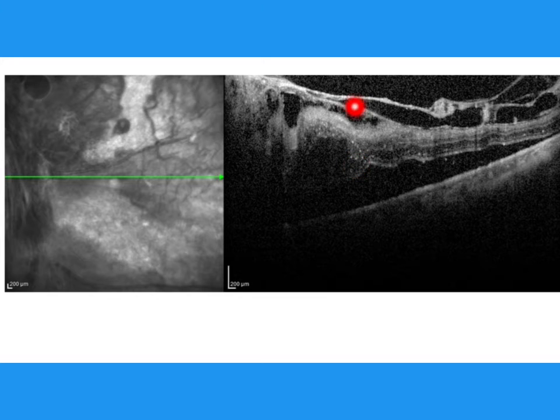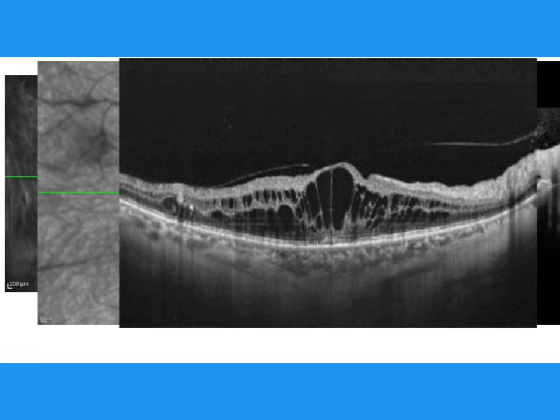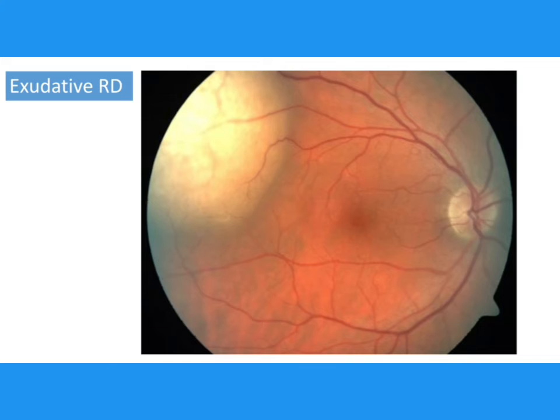Okay, so this is the OCT picture of tractional retinal detachment. So here you can see a clear tractional force or pull over this area, so that the retina gets detached from this base. Okay, so here also it is tractional retinal detachment. So I put several pictures so that you can understand what tractional retinal detachment is and how it looks like. Okay, now let's move to exudative retinal detachment.